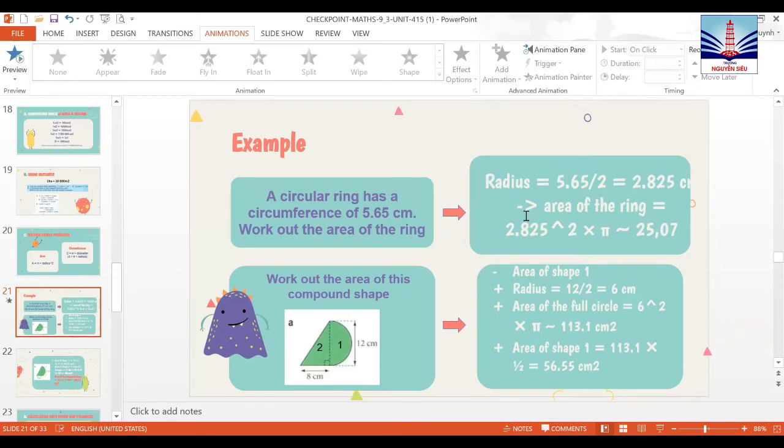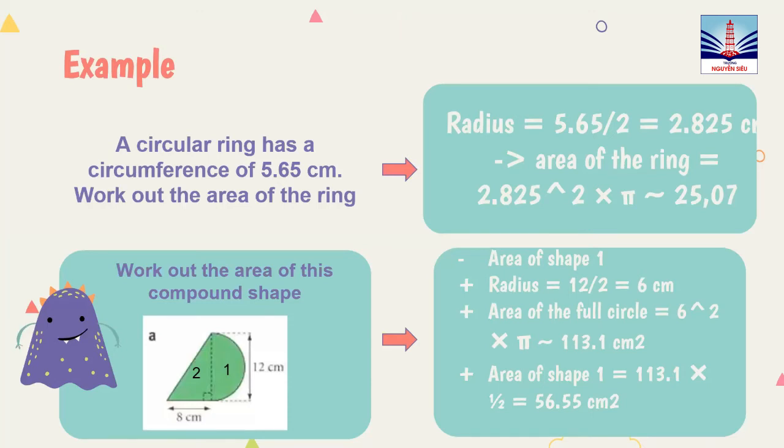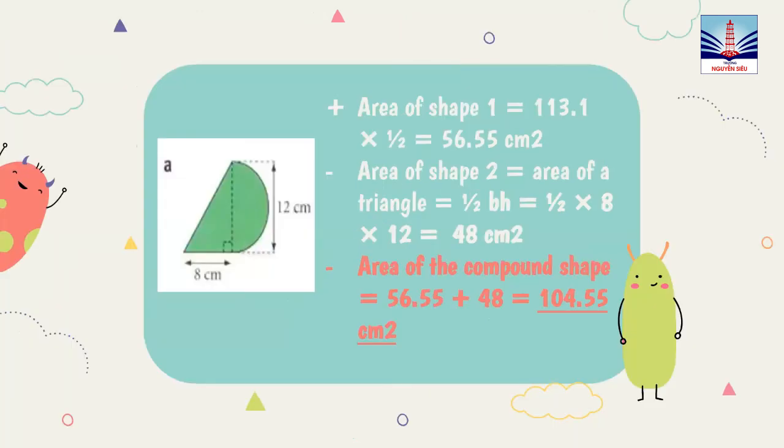And to work out the area of this compound shape, first we need to find this half of the circle, which is equal to 56.55 centimeters squared. And the area of the shape 2, which is the area of a triangle, is equal to 48 centimeters squared. And so the total area, the area of the compound shape, is equal to 104.55 centimeters squared.